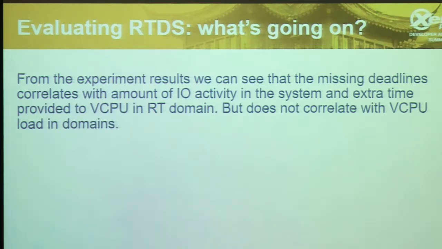Okay. Here we see that this impact on the RT domain correlates more with I/O activity, not with CPU activity. It means that Xen actually schedules CPU activity pretty well, but we have some problems with I/O.